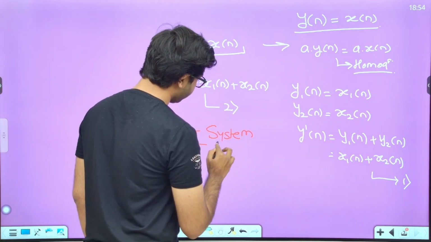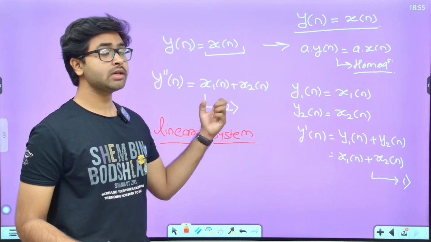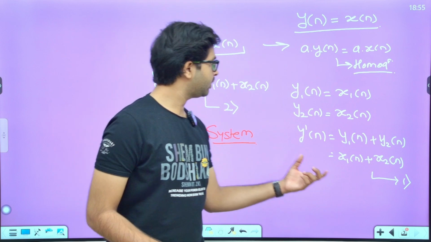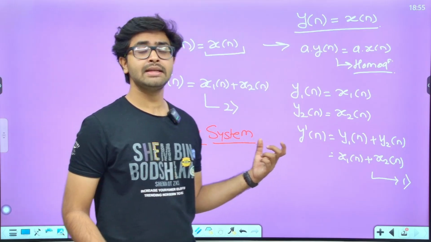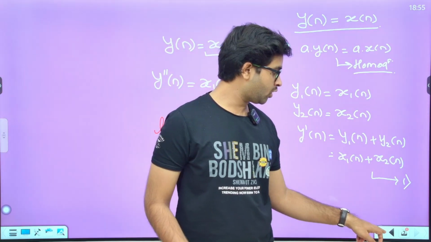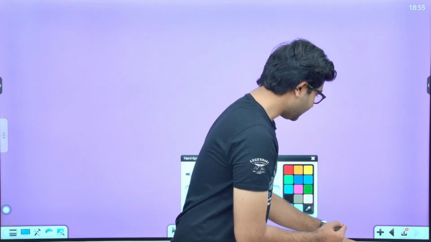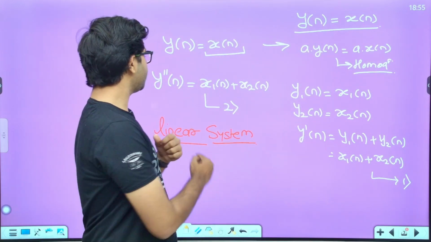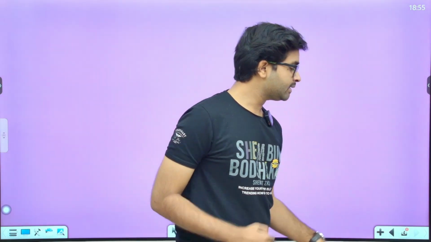Now just hold on. You might be confused about how I directly wrote x1 of n plus x2 of n. It's confusing because here I split and then wrote, but here I directly wrote x1 plus x2 and said it's a linear system. So just hold on. We'll directly see the second example, which will clear all our doubts. I hope the first is clear: it is a linear system because it has followed homogeneity, and superposition is also followed. Now let's see the second example.